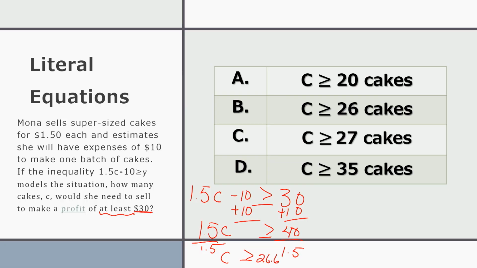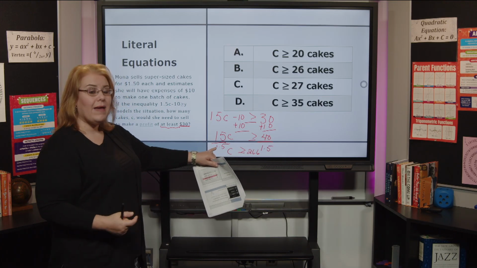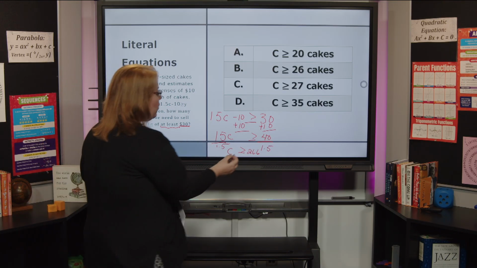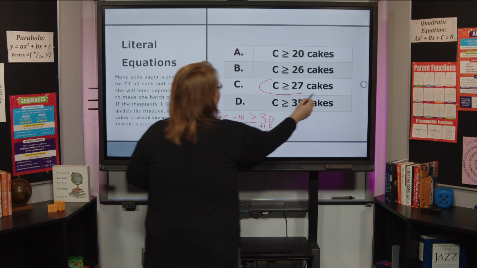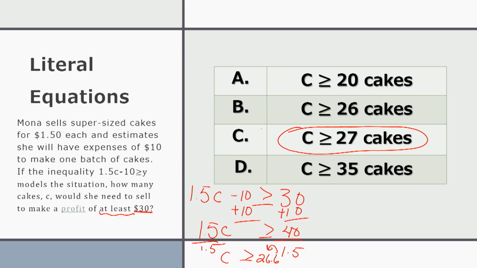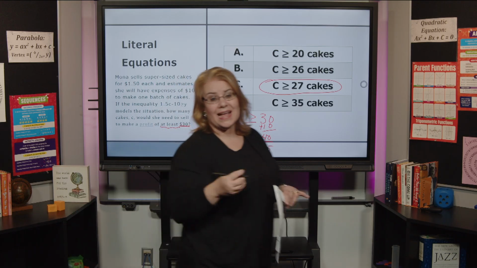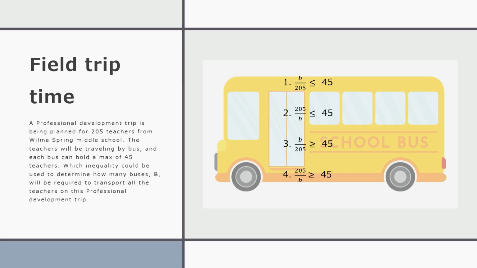Well, I can't make a part of a cake. It's just a smaller cake. So I would need to make 26 or more, so I would round this up to where my cakes made are greater than or equal to 27. And that's how we work this problem with the decimal and using our Desmos as our calculator. So there is that feature on Desmos. Good job. Field trip time.